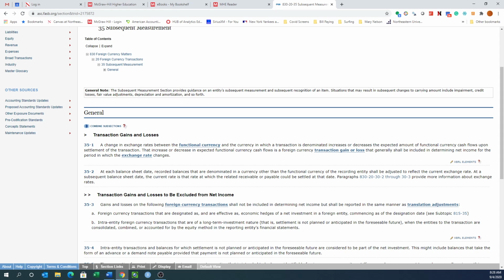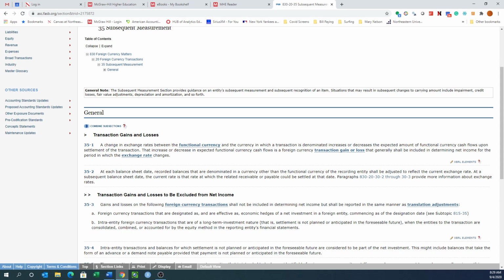So we have to focus on understanding that we're going to engage in this transaction at the exchange rate at that date. When I get to the balance sheet date, the exchange rate may change. So any increases or decreases in the expected amount of functional currency that I'm going to get relative to the foreign currency, that all has to go through net income. Because when I settle it, if there's a change in the exchange rate, that is also going to go through net income, right?